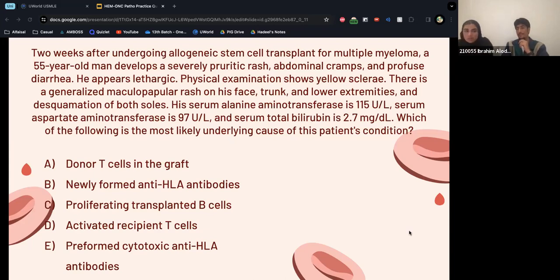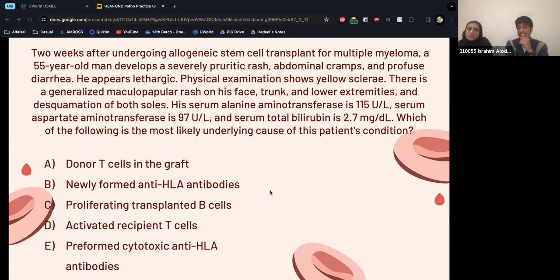E. Okay, so Noda said E, preformed cytotoxic anti-HLA antibodies. Any other options? Okay, Nof said A. I want one or two more answers, and then we'll reveal it. There's nine of you, including us. So there's six people. We'll make three E. Okay, another E. So the majority actually said E.